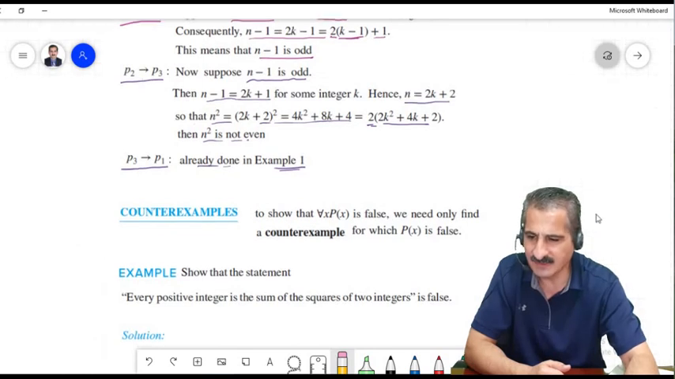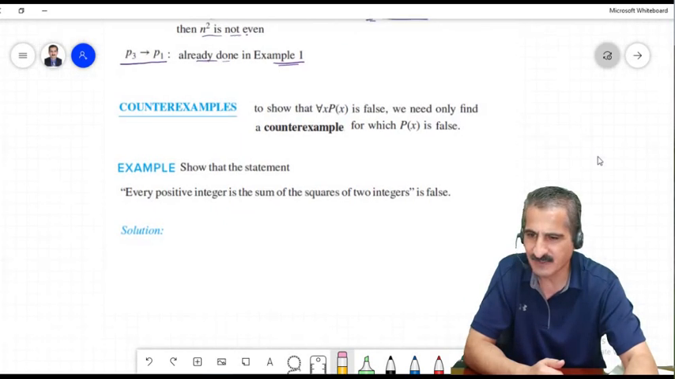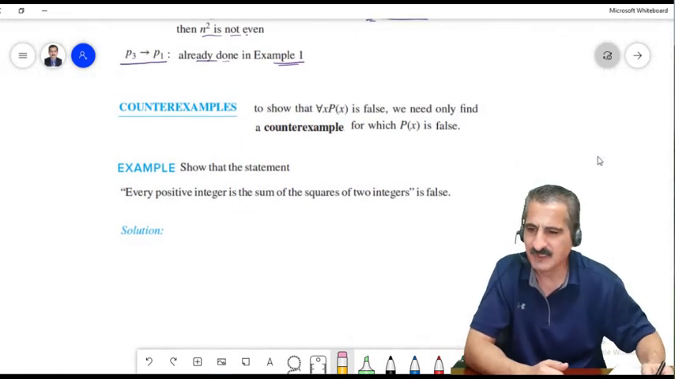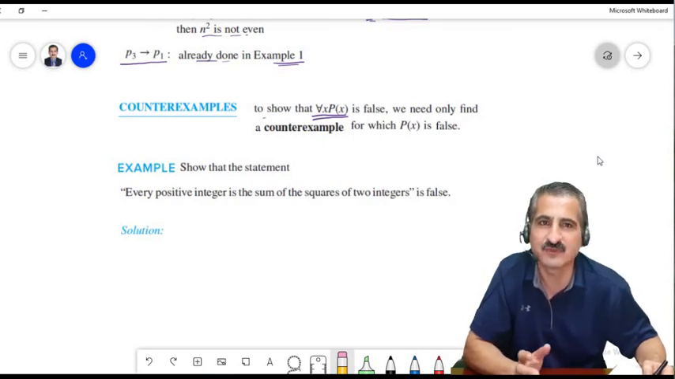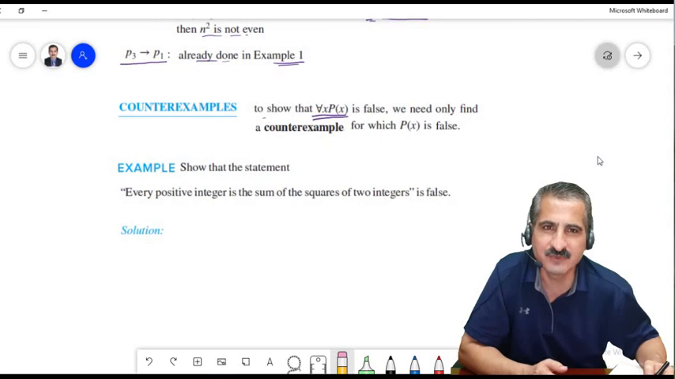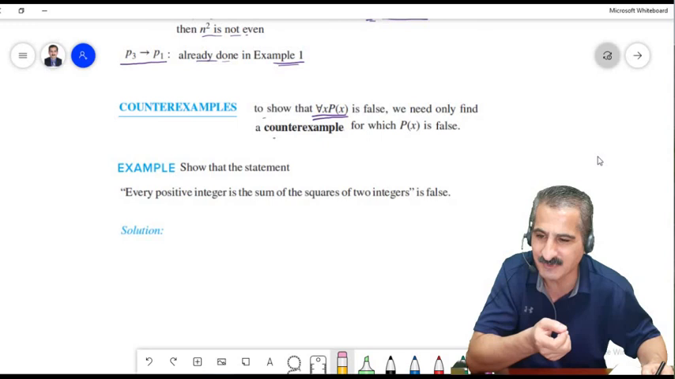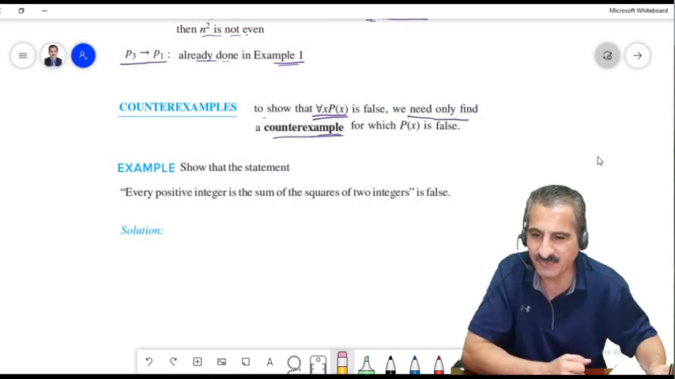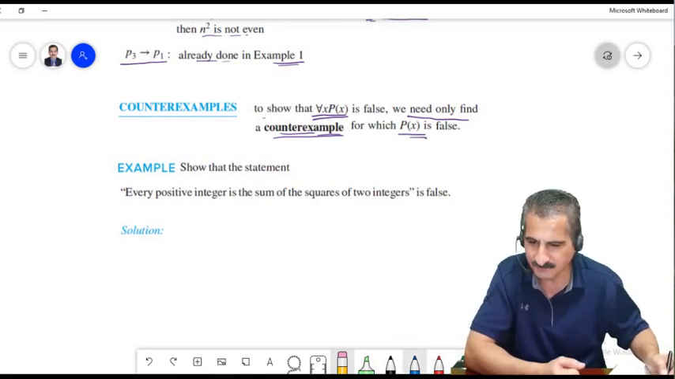Now, at the end, one way to prove theorems is counterexample. We talked about counterexamples before. Now, this statement says for every x, p of x happens. And now we want to show this is false. It's not true that for every x, p of x happens. Why is it not true? Because there is an element for which p of x does not happen. So this is called a counterexample. So we need only to find a counterexample for which p of x is not happening. And this can simply be given here.